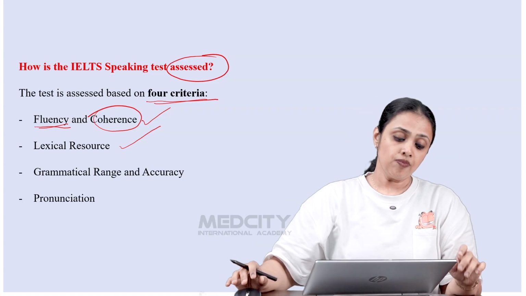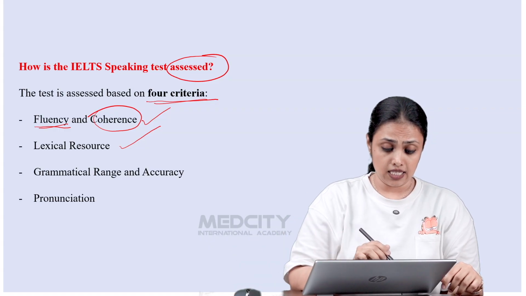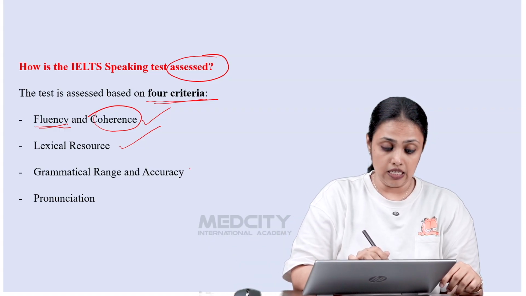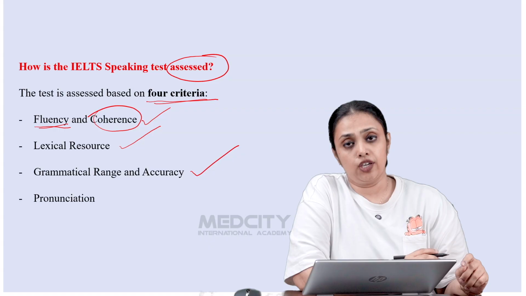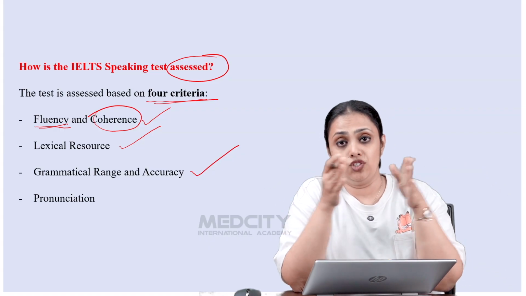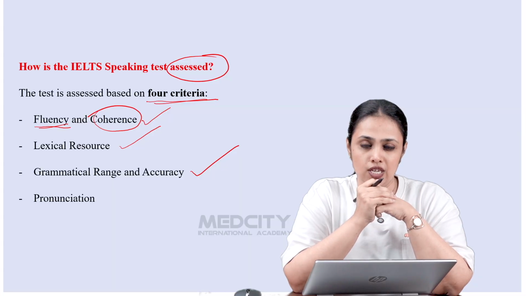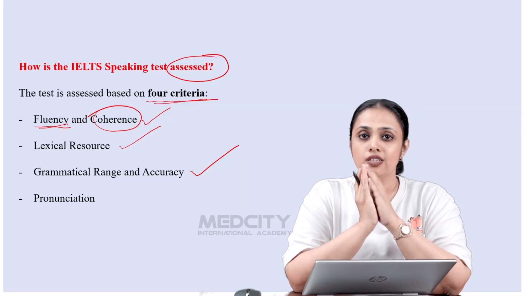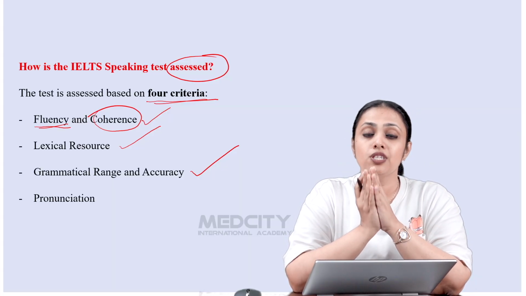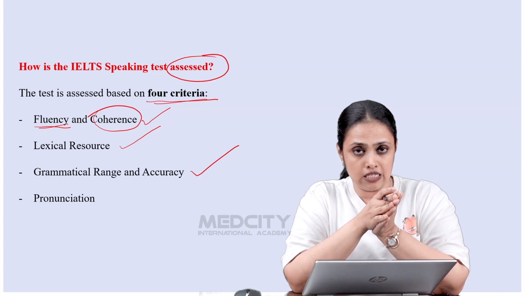Okay. Then the next criterion is grammatical range and accuracy. Grammatical range. You have to show a wide variety of grammar usage. Not just rely on simple sentences, you should be using complex compound sentences.